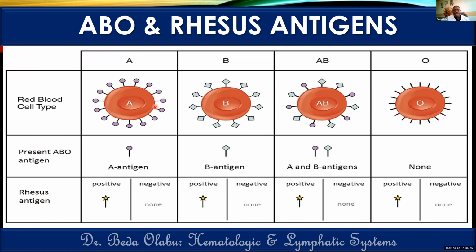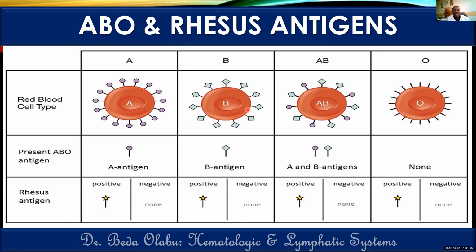So we use the ABO antigens as well as the rhesus antigens to classify somebody according to a particular blood group. For example, if you have the A antigens on your red blood cells, and you also have the rhesus antigen on your red blood cells, then we say you are A positive. If you have the A antigens on your RBCs, but you lack the rhesus antigens, then you are A negative.